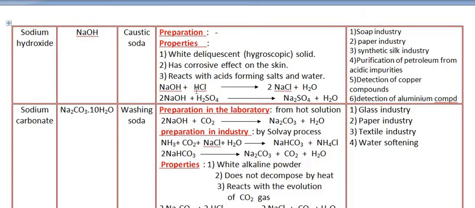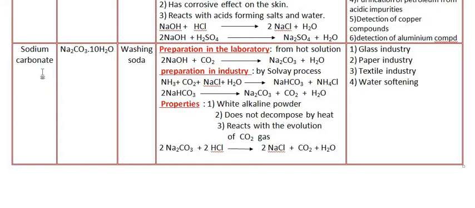Like here, sodium hydroxide and hydrochloric acid form sodium chloride and water. Sodium hydroxide and sulfuric acid give the salt sodium sulfate and water. Sodium hydroxide, or caustic soda, is used in the manufacture of soaps, paper, and synthetic silk. Also in the purification of petroleum from acidic impurities. Also it can be used for the detection of copper compounds and aluminum compounds.